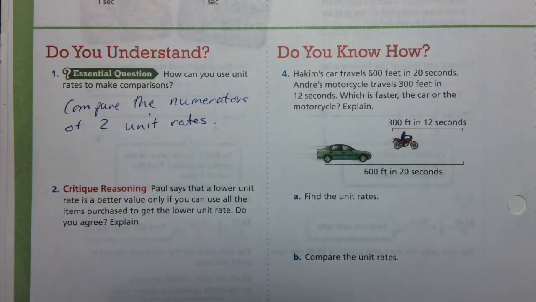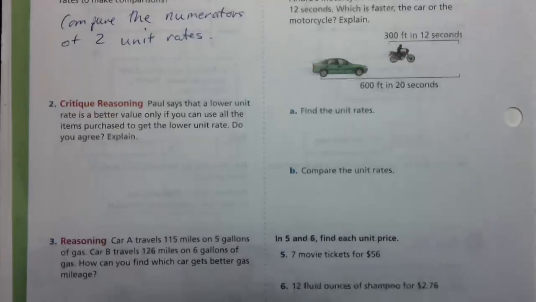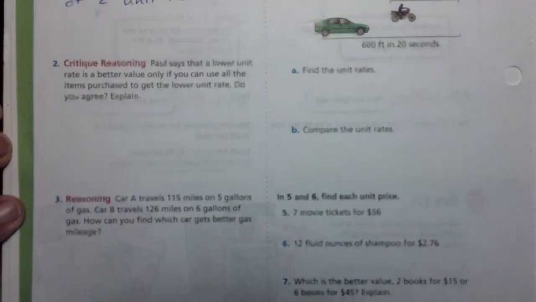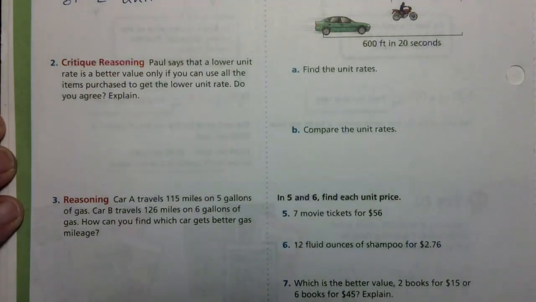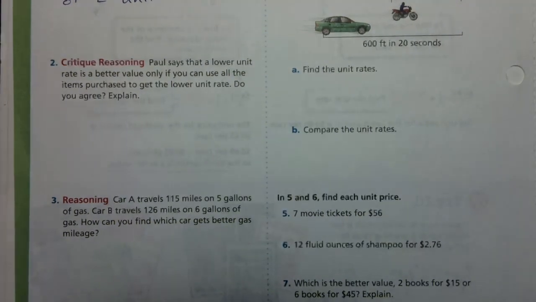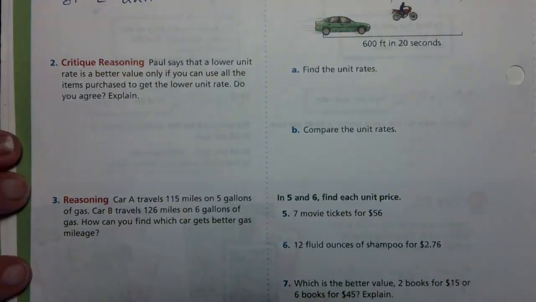All right, let's go to number 2. Paul says that a lower unit rate is better value only if you can use all items purchased to get the lower unit rate. Do you agree? I'm not sure I understand their question. Paul says that a lower rate is better only if you can. Well, yes, if the unit rate was lower but you didn't use all the stuff, then yes, I agree with that.